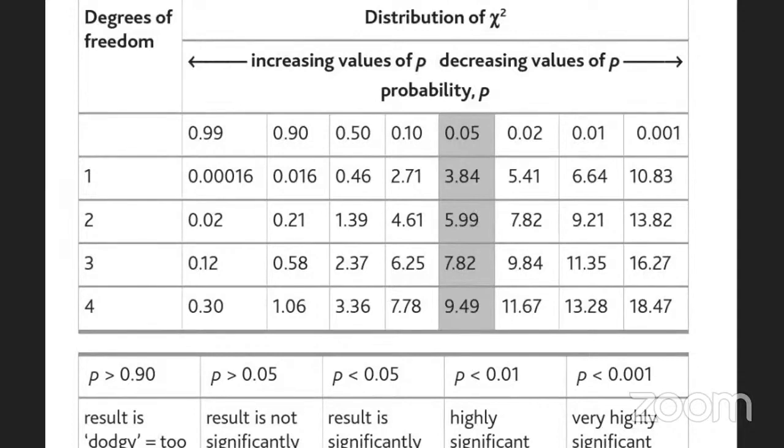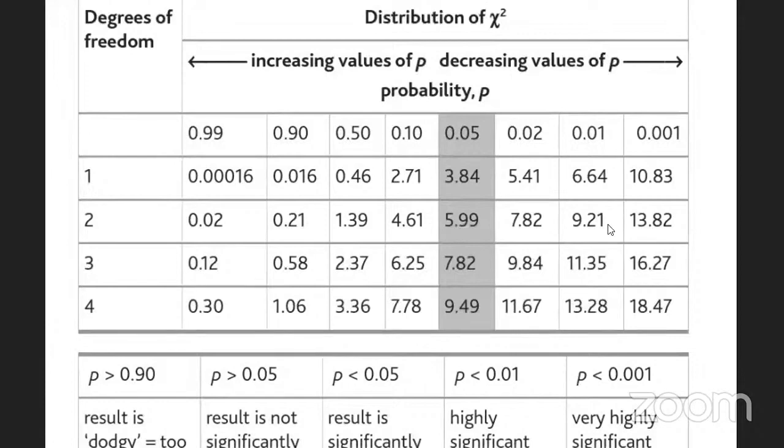By the way, before I move on, any questions? So the degree of freedom for 2, would that be 5.59? Right, we're going to use this critical value of 5.99. All right, let me show you how it works. Go back to the whiteboard.